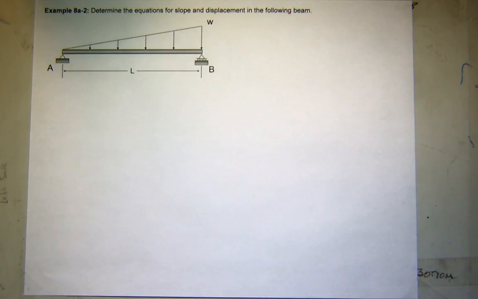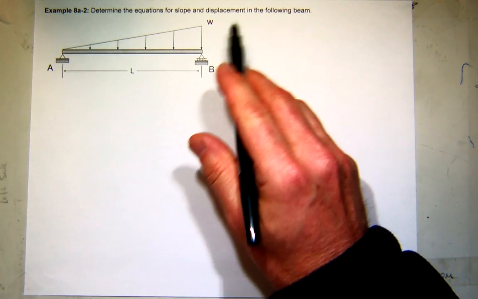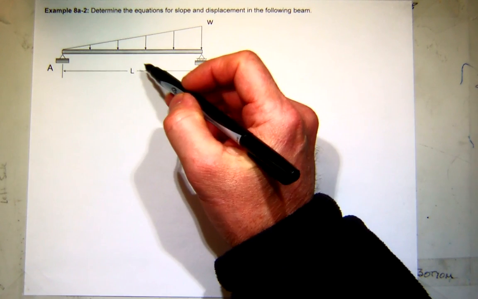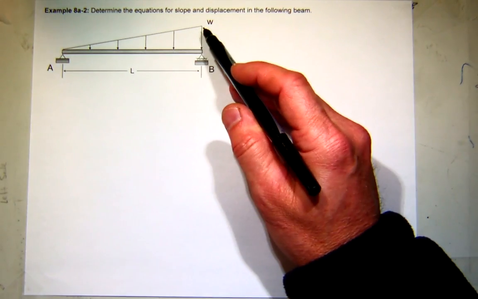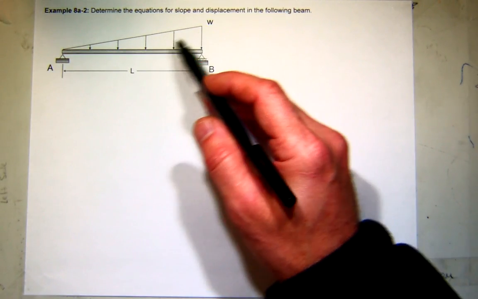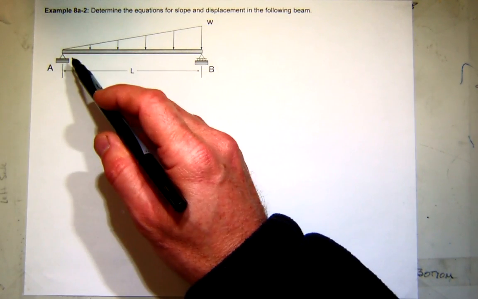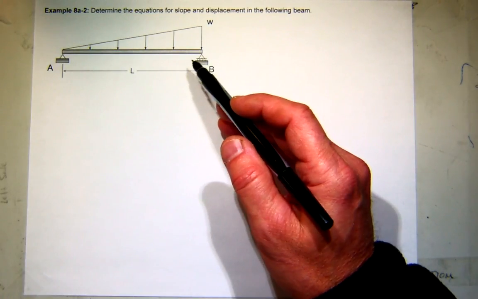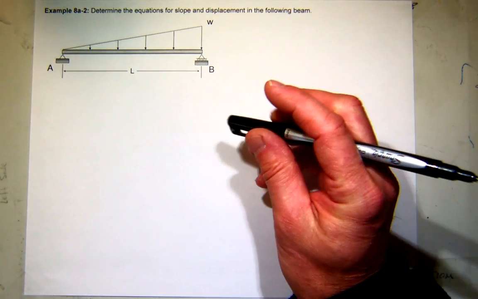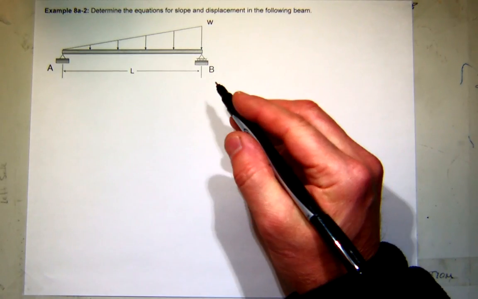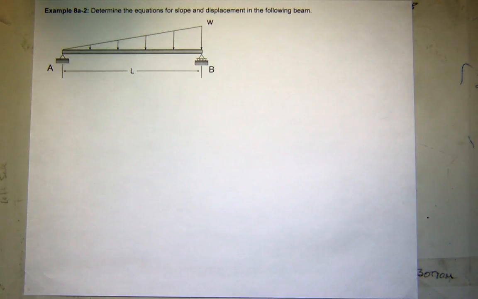Okay, so in this problem, we're going to again try to write the equations for slope and displacement. Following some of the other ones that we've looked at, since the load is continuous, it'll be easy to write a continuous expression for the moment across the structure and then integrate it with direct integration and find the displacement and the slope.